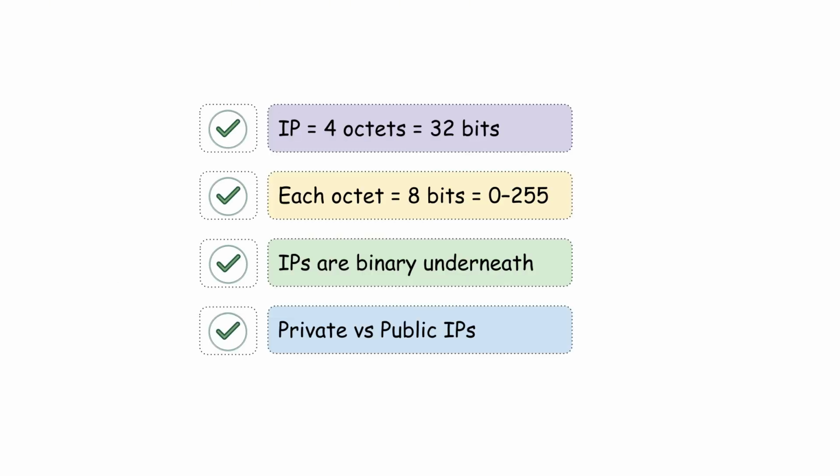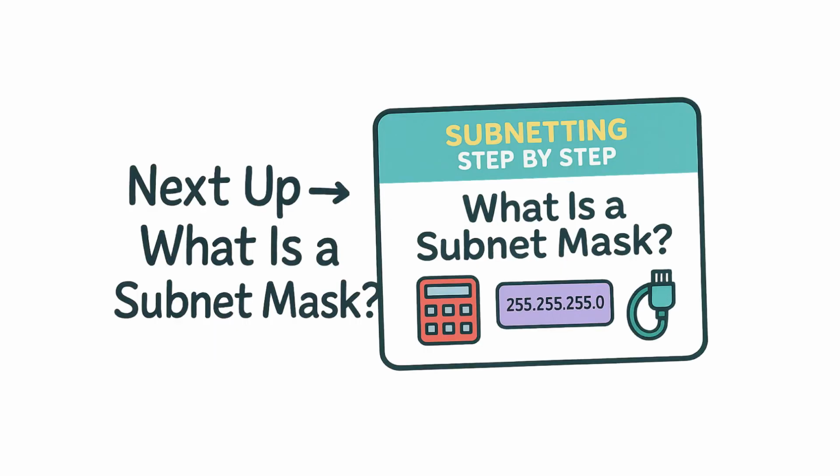Let's recap. IP addresses have 4 octets. Each ranges from 0 to 255. They're made of binary, and they tell devices where to send data. Next time, we'll dive into subnet masks and see how they define your network.